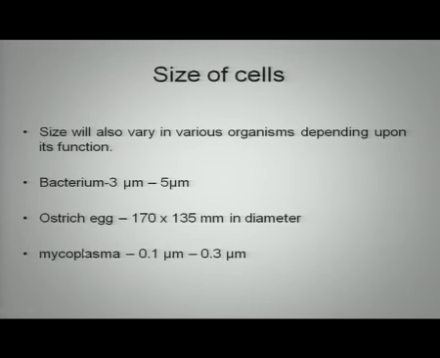Now, the size also varies in various organisms depending upon its function. Bacterium is 3 µm to 5 µm, and in ostrich the egg cell is 170 by 135 mm in diameter, and in mycoplasma the size varies from 0.1 µm to 0.3 µm.